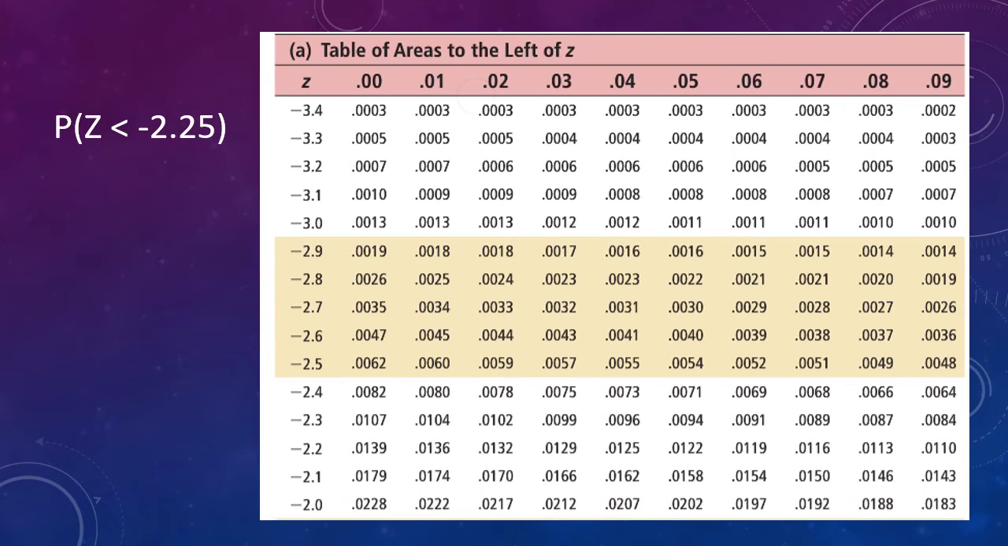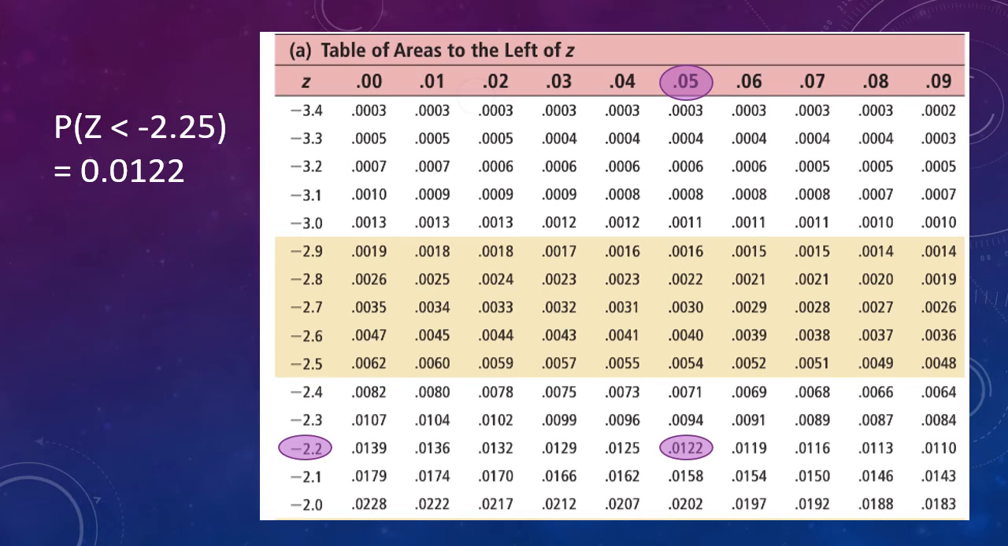First we find the row for negative 2.2, and then we find the column for 0.05. The value in that row and column is the probability that z is less than negative 2.25. In this case, the probability is 0.0122. So the probability that z is less than negative 2.25 is about 1%.